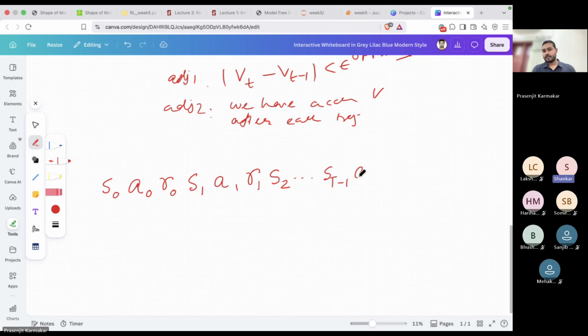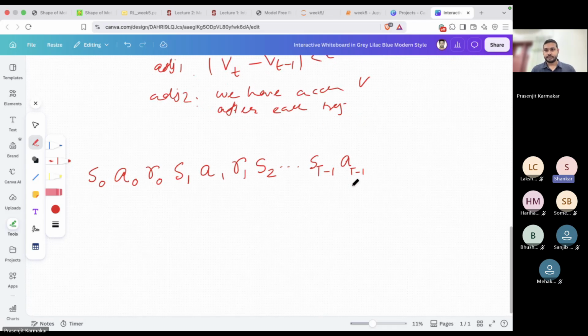I think some terminology difference is that if we see here, the R0 is coming at S0 A0, but ideally, according to the diagram, there should not be any R0. There should be only R1. Yeah, that can happen. That small kind of terminological problem is there, but you get the point, right? This is the interaction loop.